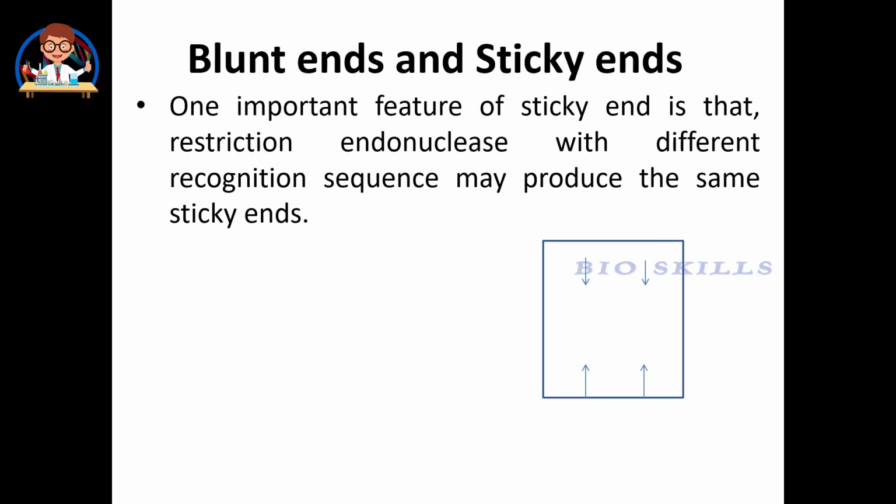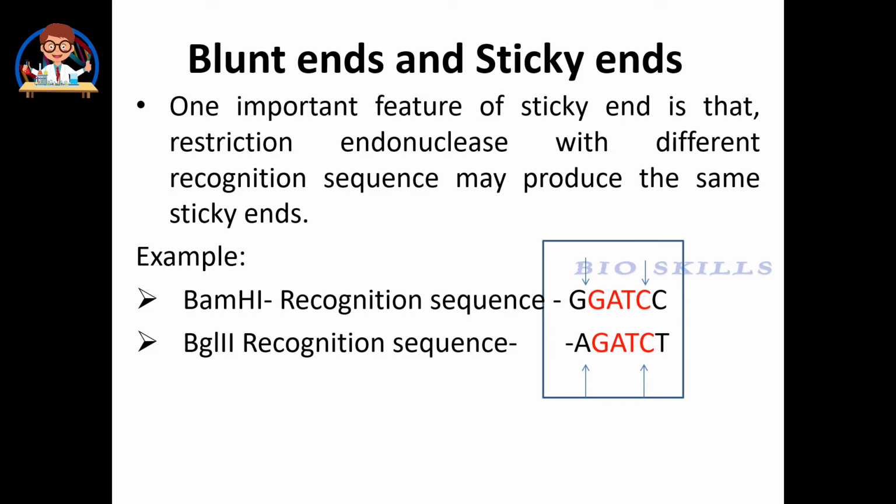One important feature of sticky ends is that restriction endonucleases with different recognition sequences may produce the same sticky ends. Example, BamHI recognition sequence GGATCC, BglII recognition sequence AGATCT. Both produce GATC sticky ends. BamHI restriction enzyme is derived from Bacillus amyloliquefaciens. BglII restriction enzyme is derived from the bacterium Bacillus globigii.